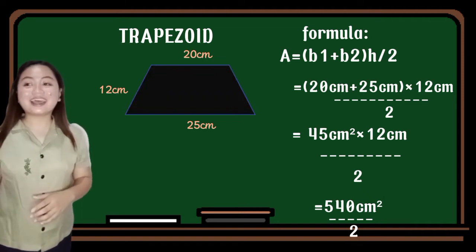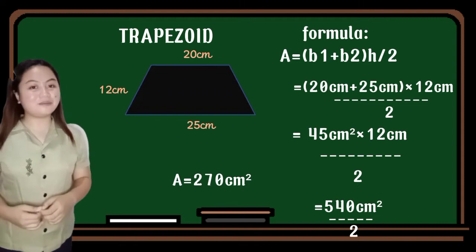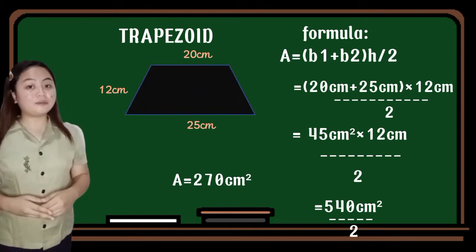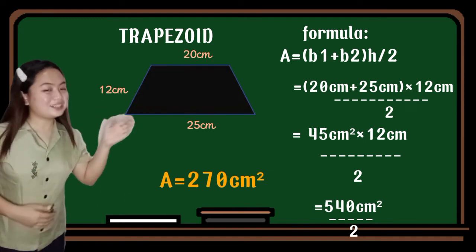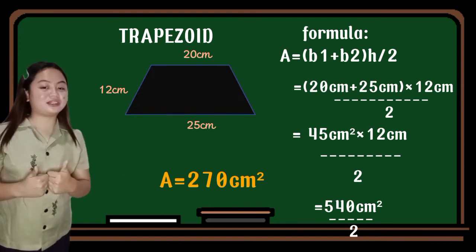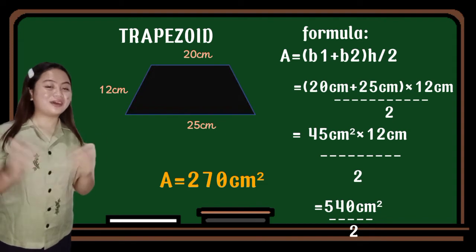That is 270 square centimeters. So therefore, the area of the trapezoid is 270 square centimeters. Very good, class. Did you get it? Yes, Ma'am, we got it.